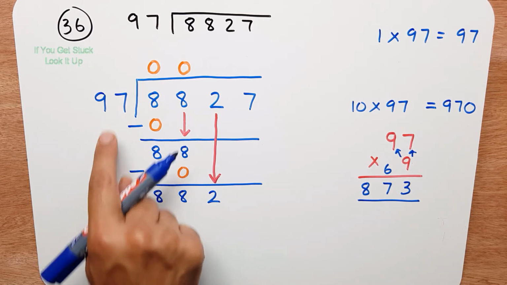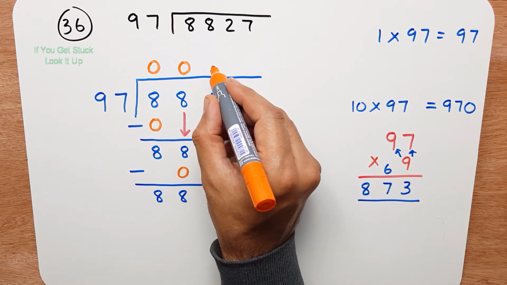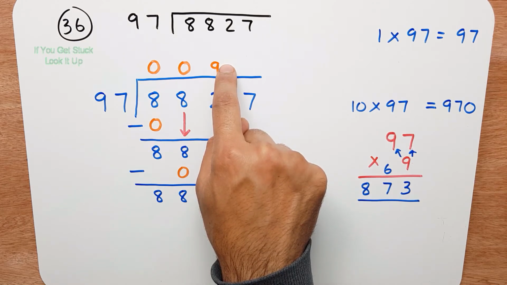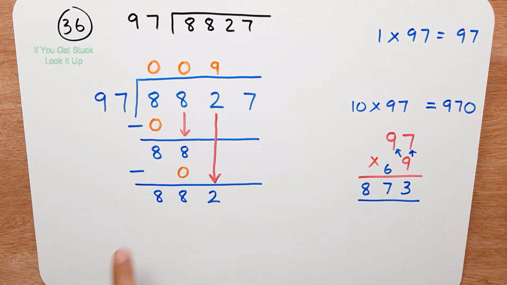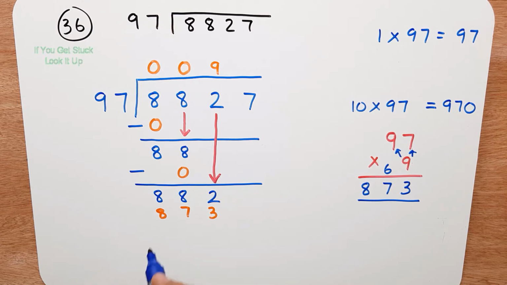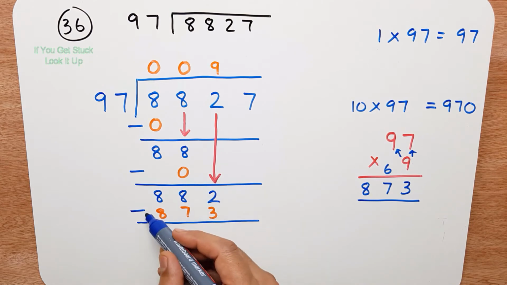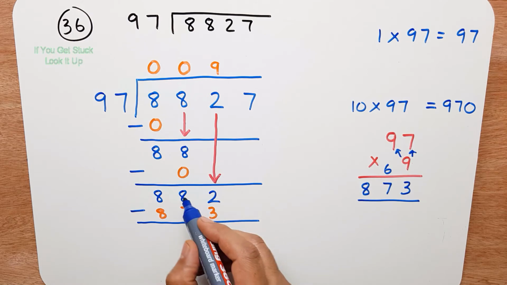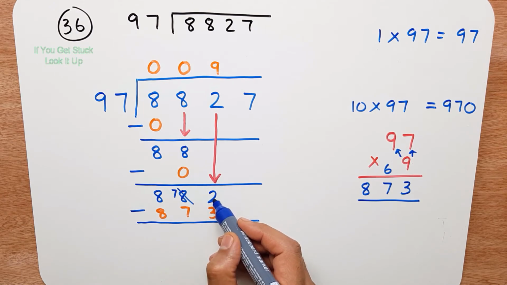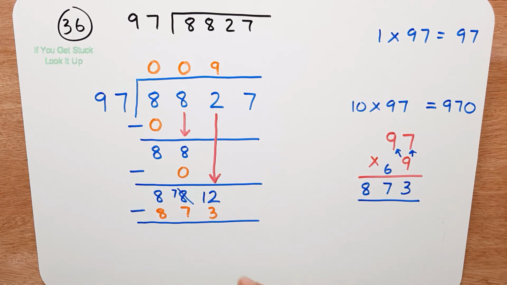So how many 97s are there in 882? There's 9. So I'll put 9 here. And I know 97 times 9 is 873. So I'll write that there. So I simply subtract these two. 2 take away 3, I can't do. So I go to my neighbour and I borrow 1. So the 8 becomes a 7. And the one we've borrowed turns this 2 into a 12. So now I have 12 take away 3, which is 9.